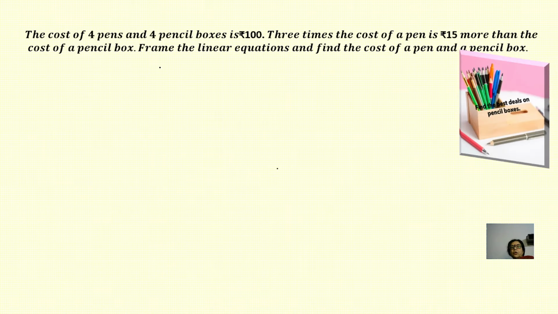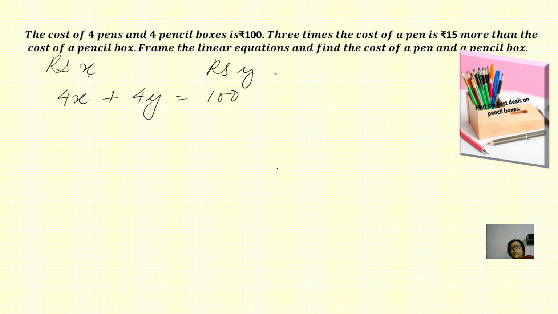Next one is, the cost of 4 pens and 4 pencil boxes is rupees 100. 3 times the cost of a pen is 15 more than the cost of a pencil box. Frame the linear equations and find the cost of a pen and pencil box. Now here let's assume that the cost of a pen is rupees X and the cost of a pencil box is rupees Y. According to the question, the cost of 4 pens will become 4x. Cost of 4 pencil boxes will become 4y. This is equal to 100. 3 times the cost of a pen.